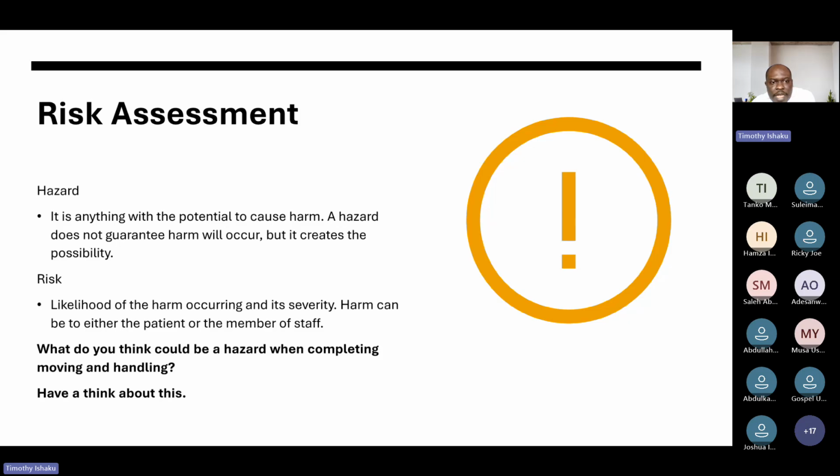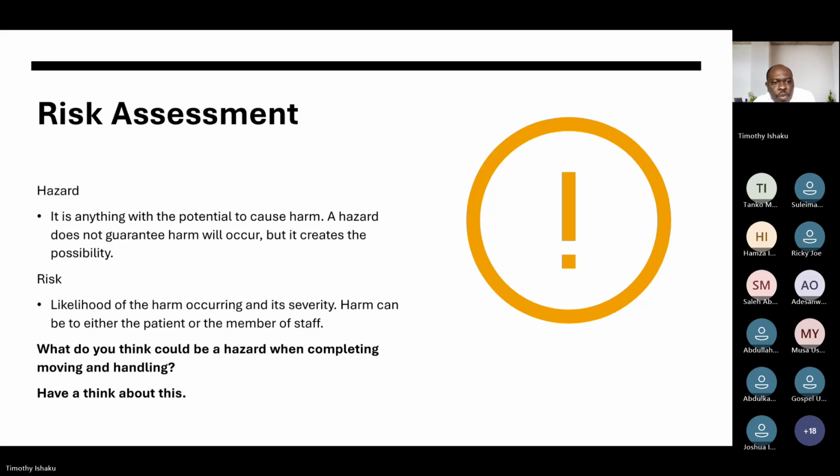Now, the risk is the likelihood of the harm occurring, and based on the hazard identified, you categorize those risks by the severity of the harm, whether it will happen to the patient or to the member of staff, or it will not happen.